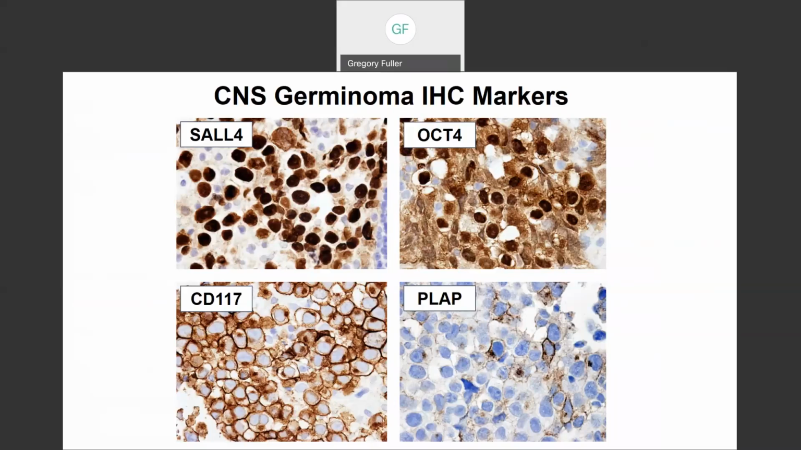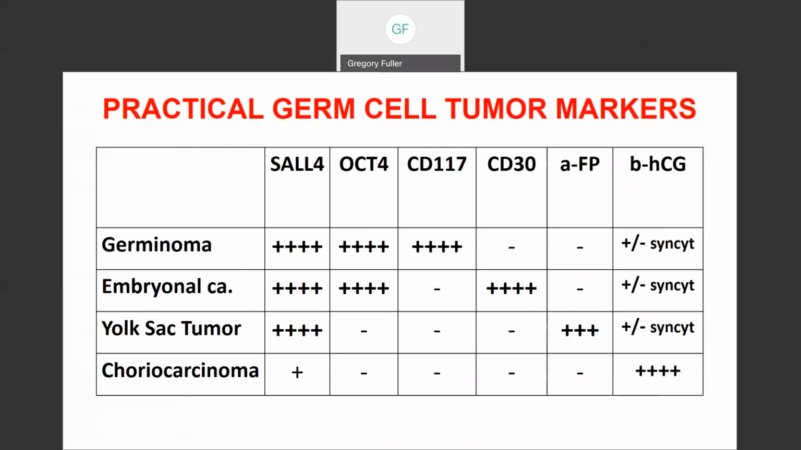This is the reality of PLAP, and that's why it didn't even make my table of practical germ cell tumor markers, because it is so unrobust compared to all of these. So you can see SALL4 positive in essentially all, very weak, maybe negative in choriocarcinoma. OCT4 is also positive in embryonal carcinoma, not just germinoma. Well, guess what? You could usually tell the difference between germinoma and embryonal carcinoma on an H&E. Again, CKIT, yes, strongly positive in germinoma. Embryonal carcinomas are 4+ positive for CD30, AFP, and yolk sac tumor.